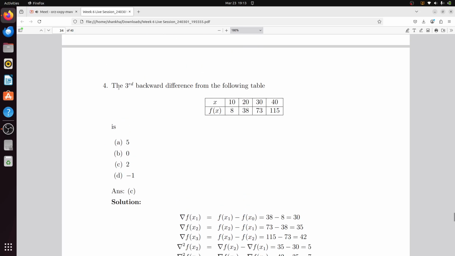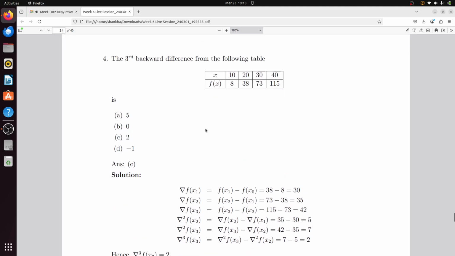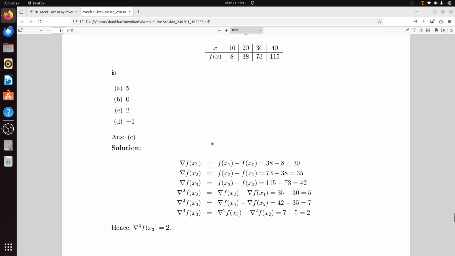Okay, next problem. The third backward difference from the following table. Third backward difference, also, what you need to do is first write the first differences. Nabla f(x3) will be 115 minus 73, which is 42. Nabla f(x2) will be 73 minus 38, that will be 35. 38 minus 8 will be 30.